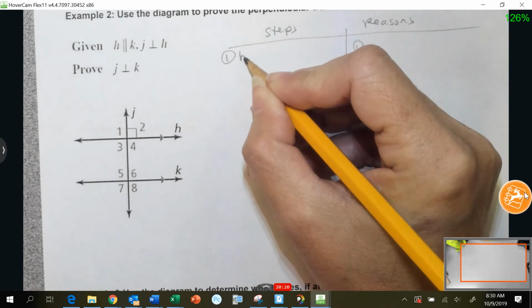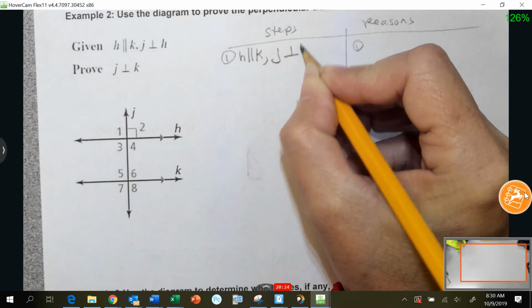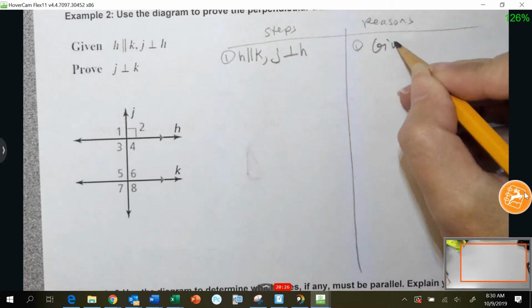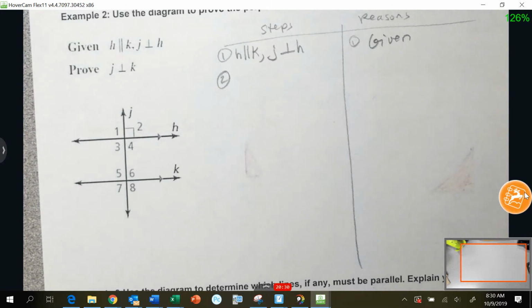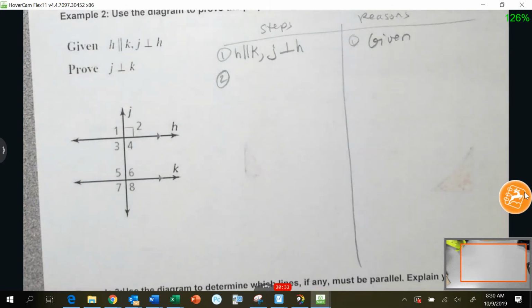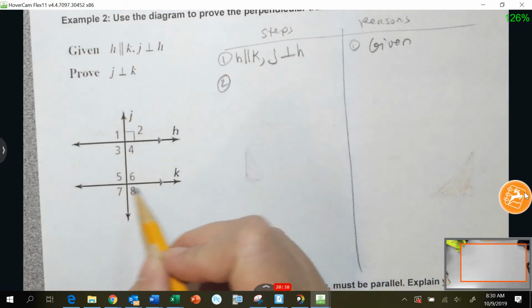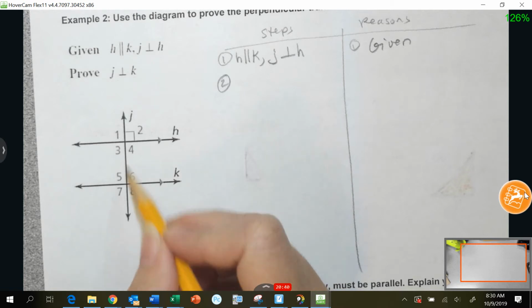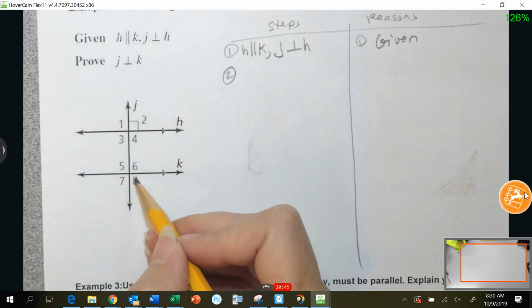Okay, so H is parallel to K, and J is perpendicular to H, given. Show of hands, who got that one right? Yes. Okay. Now we are trying to prove that J is perpendicular to K. In order to prove that, what do I have to show in my diagram?